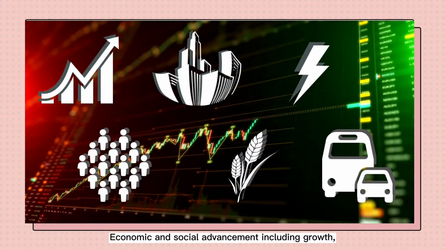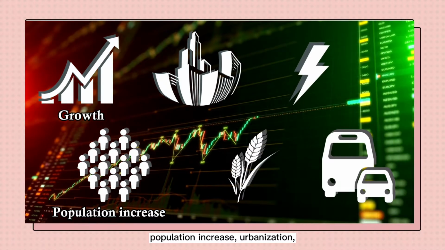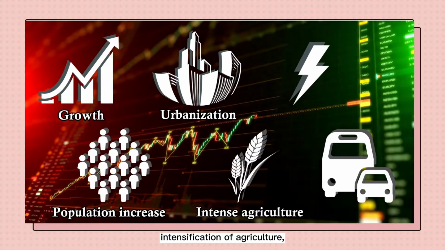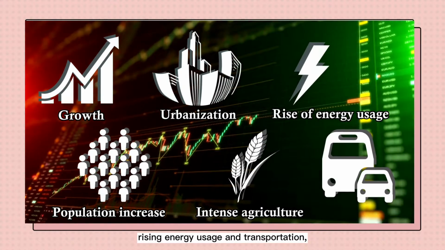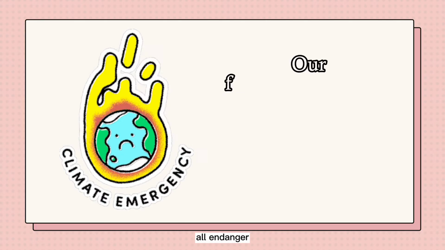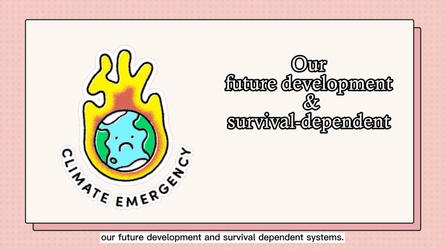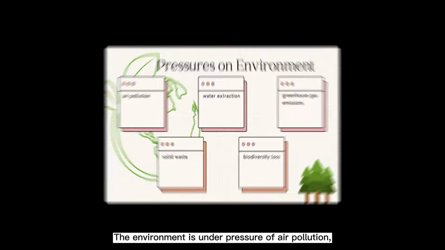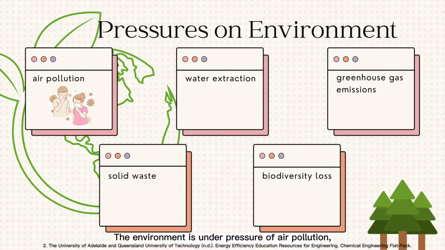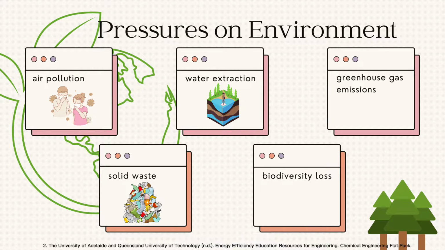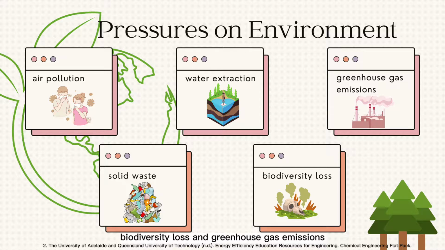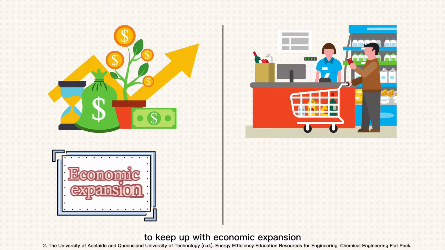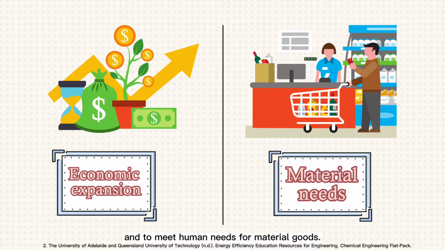Economic and social advancement, including growth, population increase, urbanization, intensification of agriculture, rising energy usage, and transportation, all endanger our future development and survival-dependent systems. This is called environmental degradation. The environment is under pressure of air pollution, solid waste, water extraction, biodiversity loss, and greenhouse gas emissions to keep up with economic expansion and to meet human needs for material goods.